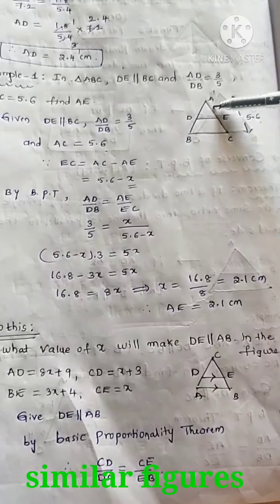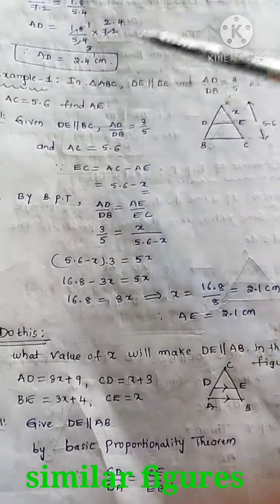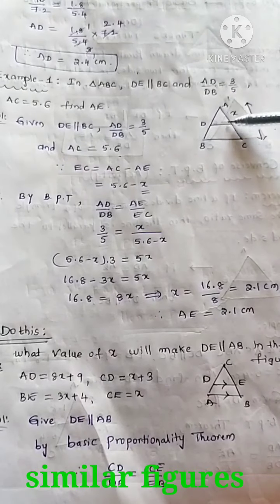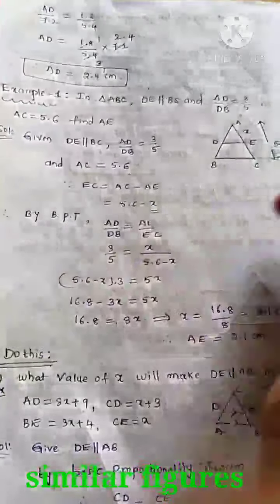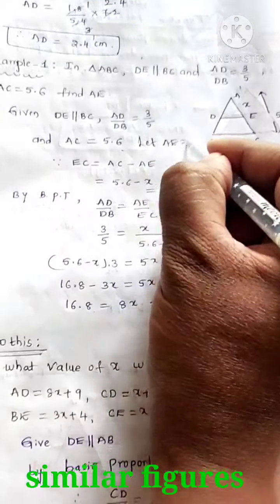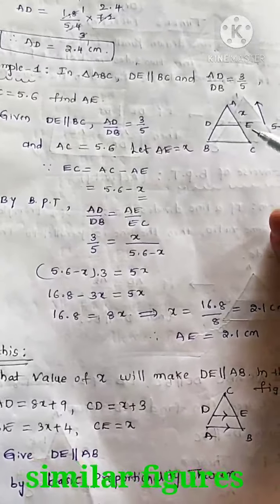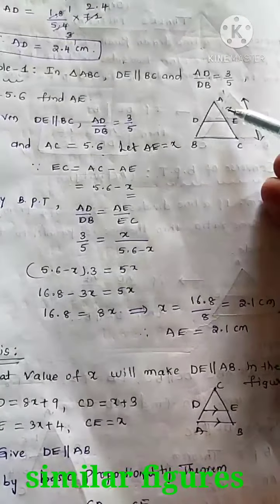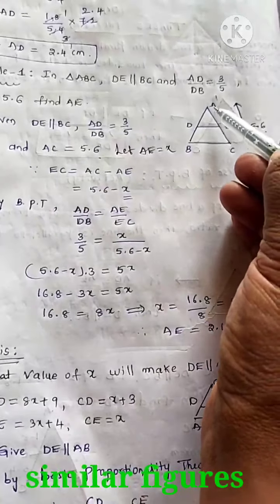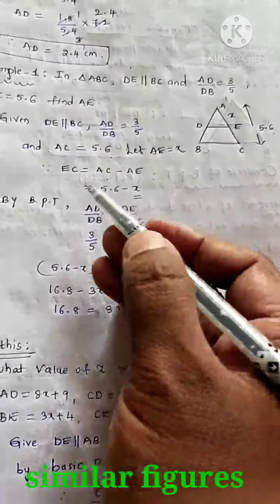Let us take this value as x. First write down the given data. Now what is EC? We do not know EC, so let AE be equal to x. Write down here: let AE equal x. If AE is equal to x, then EC is equal to the total length minus x. What is the total length? It is AC, and AE is subtracted from AC. So 5.6 minus x is the value of EC.